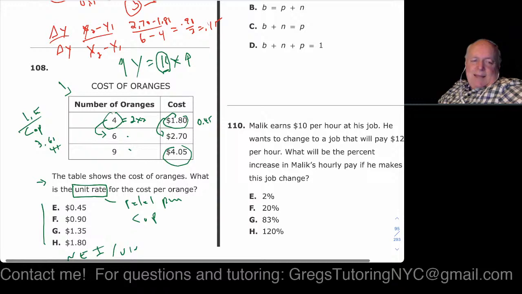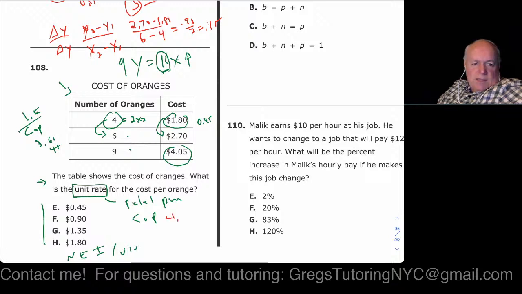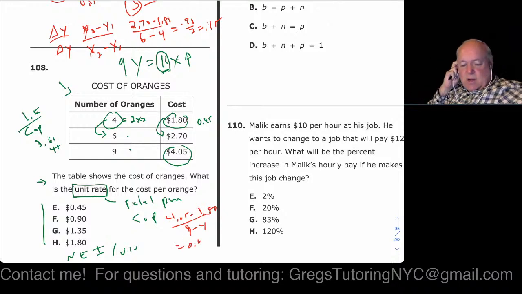And we can pick any of these. We can pick the 4 versus the 9. So down here, we can do 405 minus the $1.80 over 9 minus 4. And when we do that computation, we're still going to get that it's equal to 45 cents. So we're proving that the constant in all cases is going to be the same.